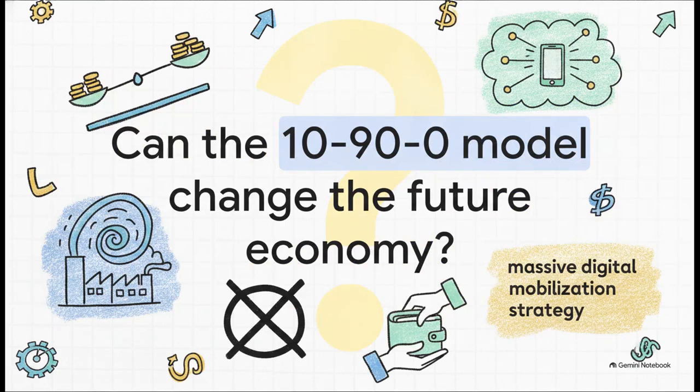So, we are left with a pretty profound question today. We've seen the sharp critique of paper independence and the very aggressive blueprint of this model, backed by a massive 10 crore digital mobilization strategy. But can a strict, mathematically driven approach, guaranteeing 10% direct wealth, giving 90% of resources to producers, and penalizing exploitation to zero, actually change the future economy? Can a formula truly rewrite how the world works and achieve what the author calls real economic independence? It's an absolutely fascinating concept to ponder.